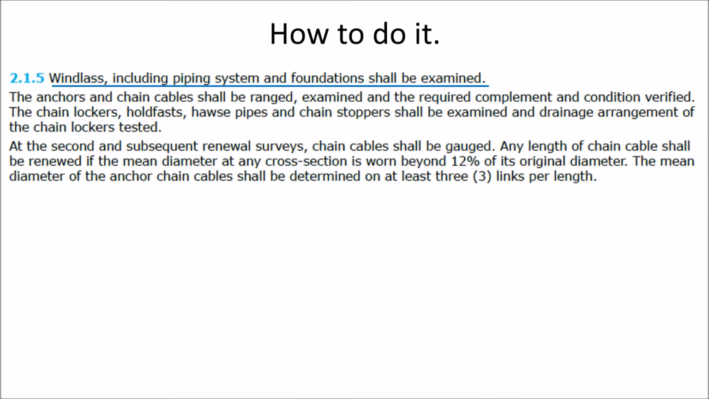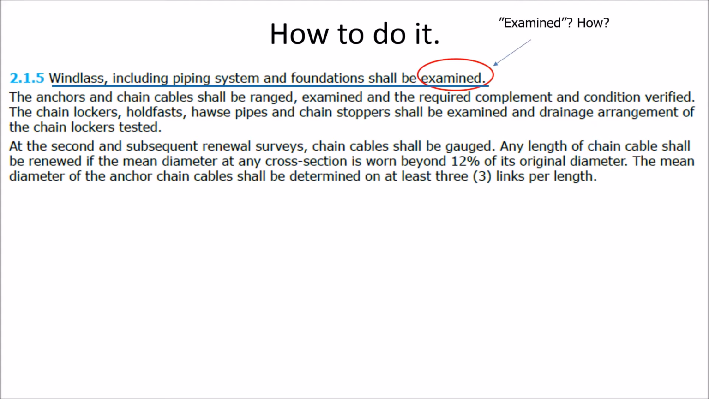It's this text: windlass including piping system and foundation shall be examined. The anchors and chain cables shall be ranged, examined, and then required complement and condition verified. Okay, we have a description here. Like I said, see here also, 12% of its initial diameter, that's a requirement. So if it's 100 millimeters thick, something, it could be 88 millimeters after. Then we lost 12%. Of course, this anchor chain, that would be incredible. So it's just to make it easy to understand here. And examined. First, how to examine.